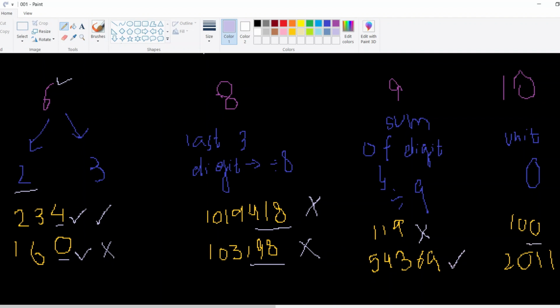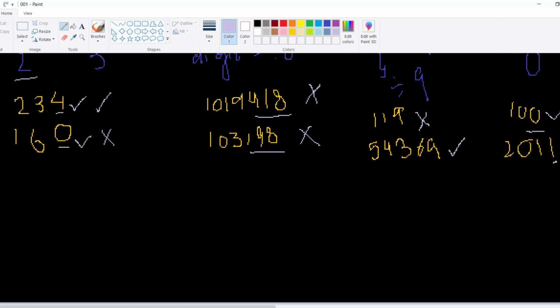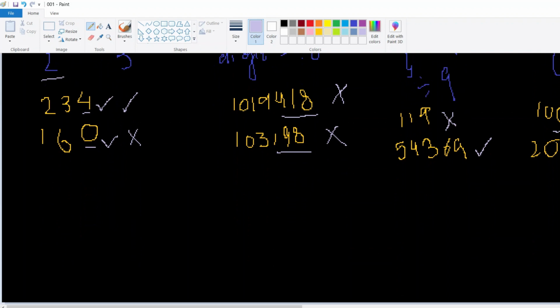Here it ends in 0, which means this is divisible by 10, and it ends in 1, which means it is not divisible by 10. Next, I have two more numbers for you, one being 11 and the other being 25.